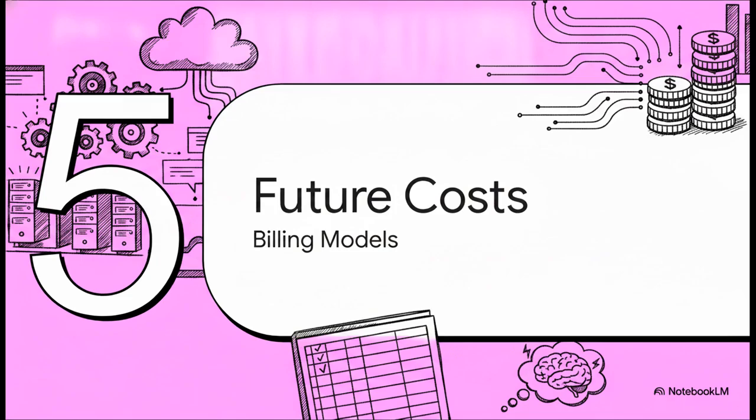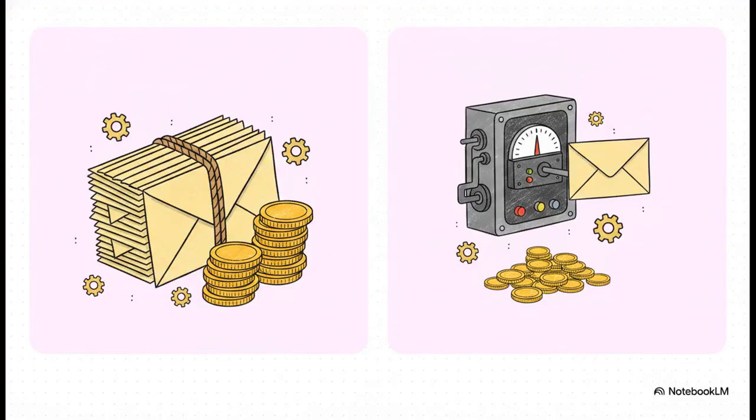Section 5. Understanding future costs. Billing models. So the crucial point is that AI processing requires some massive computing power, and Microsoft is obviously going to implement a billing structure for this feature once the preview officially ends. To effectively manage your future software budgets, you really need to understand the billing models that are going to be on the table. You're essentially going to have two distinct paths for billing here: message packs or pay-as-you-go.